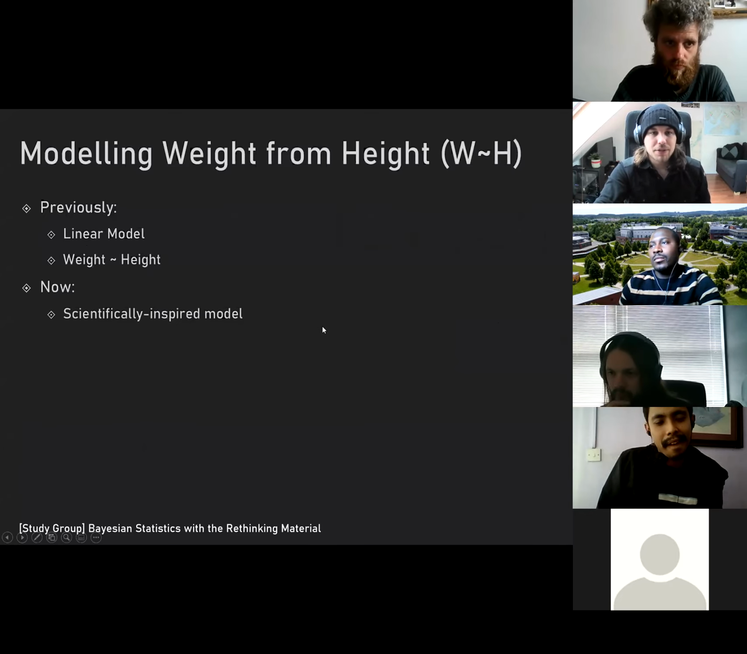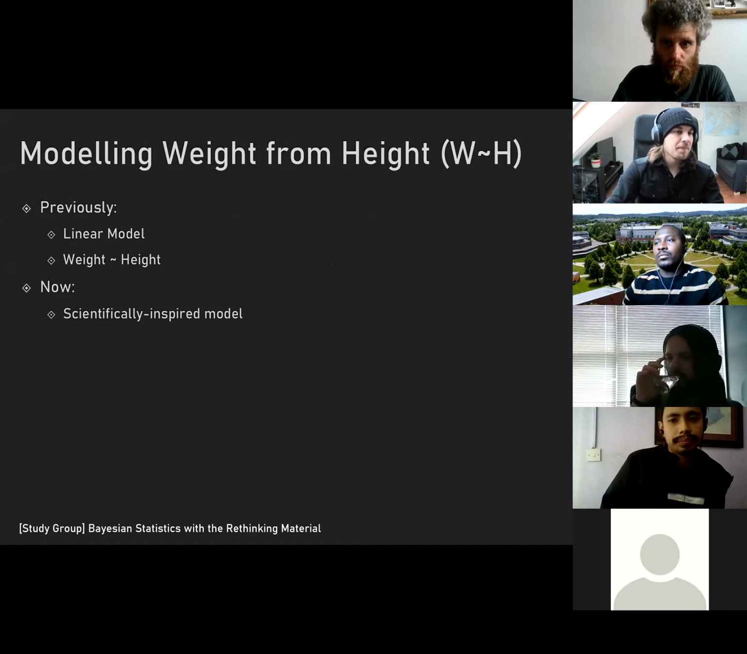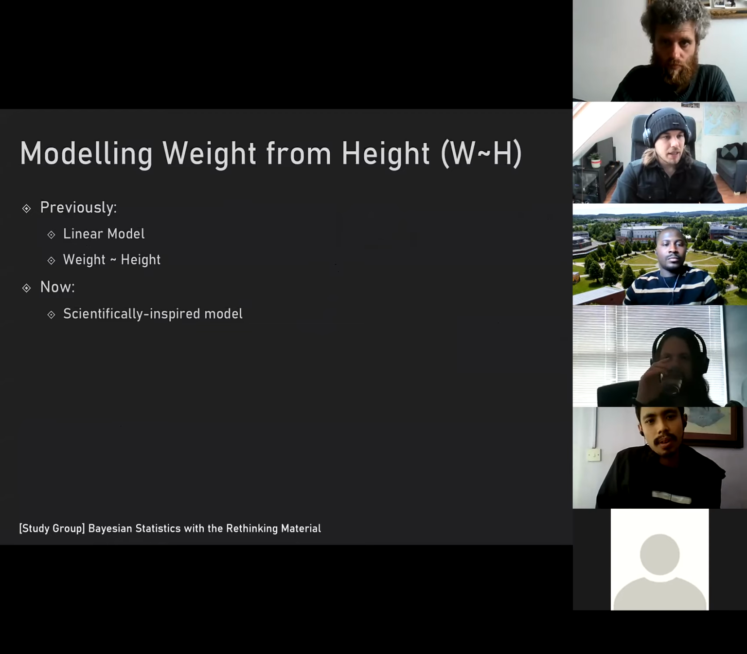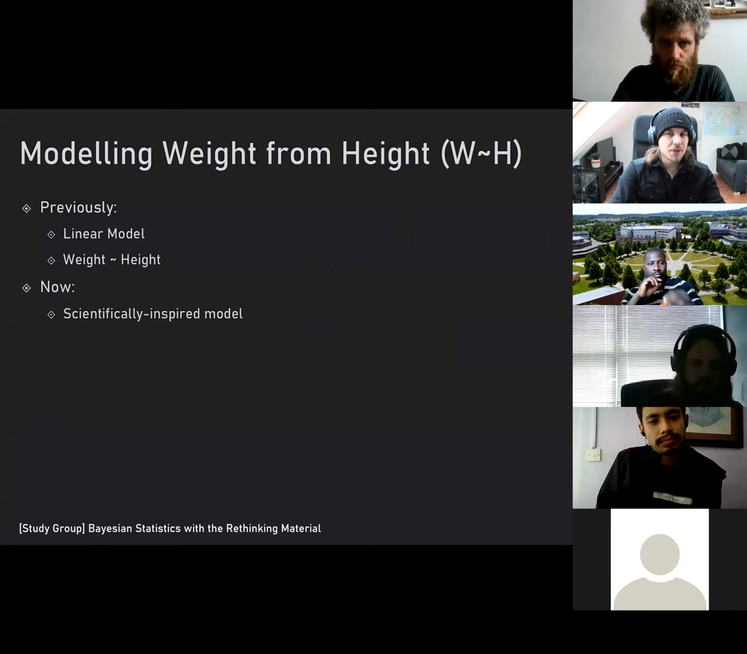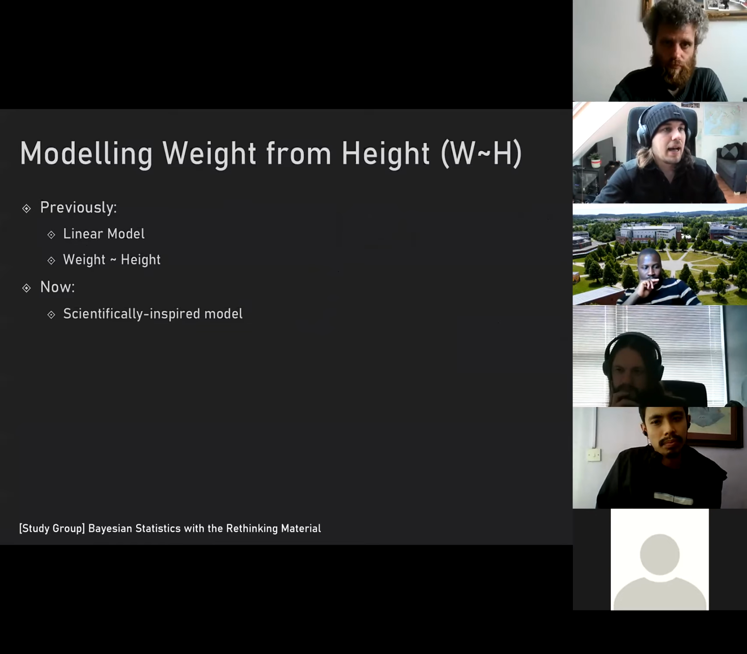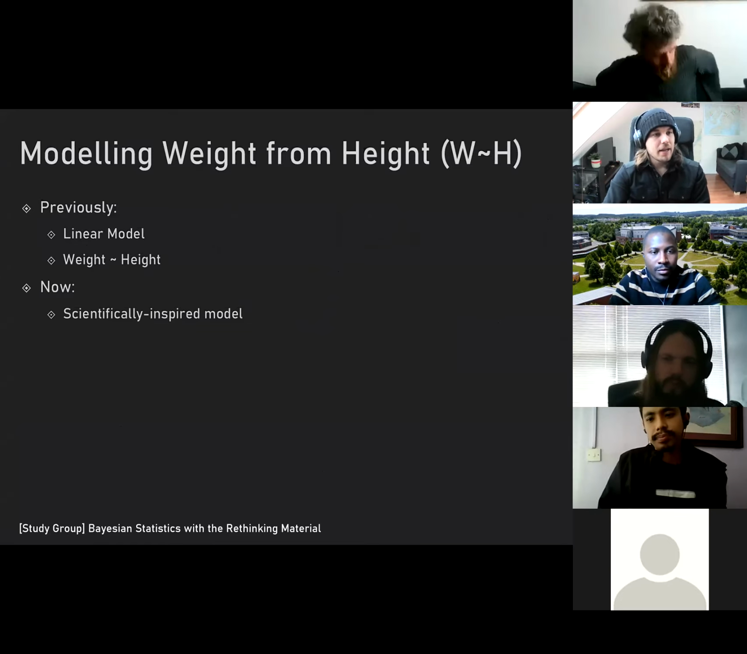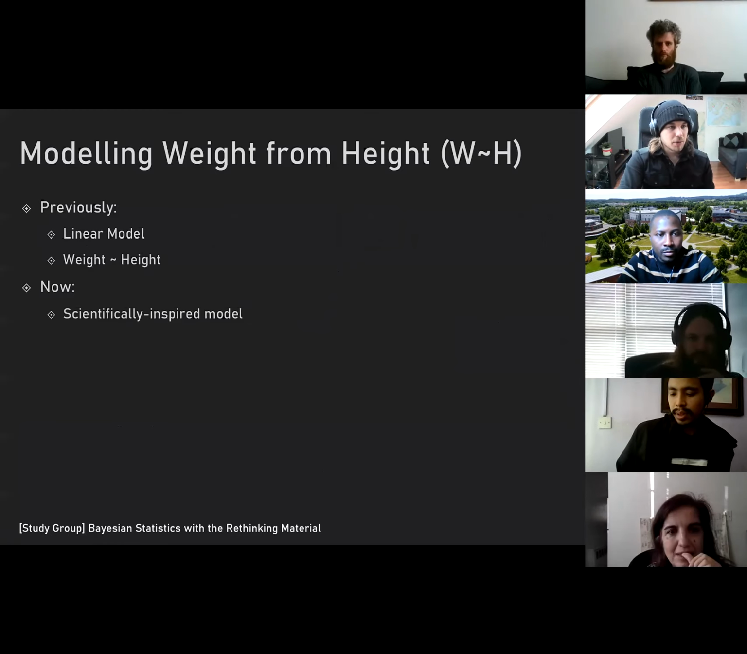And for that, I think we've got 4 models today, and we'll start with an old friend of ours, which is the model between weight and height. We had this previously in a session months ago now, where we just modeled weight as a product of height, and we just did that as a linear model, nothing else. And now we want to make this a more scientifically inspired model.